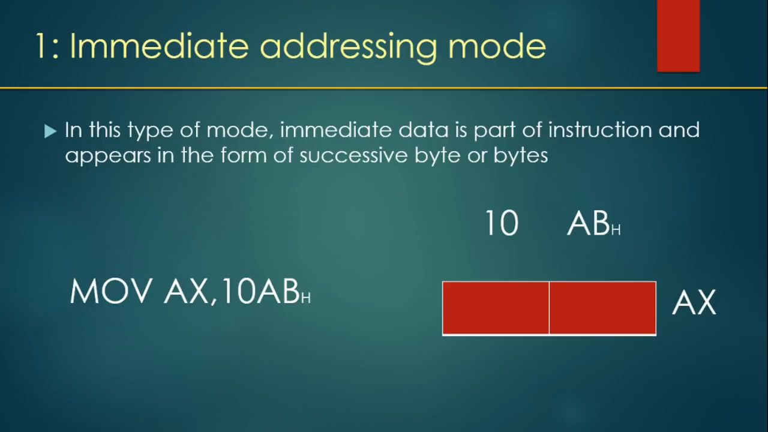In this type of mode, immediate data is part of the instruction and it appears in the form of successive byte or bytes. So whatever data you are going to copy, in this example given on the slide, is given inside the instruction itself. If you see the example MOV AX, 10AB, the data 10AB is given in the instruction and will be copied to the AX register. So after the execution, the value 10AB will be copied to the AX register.